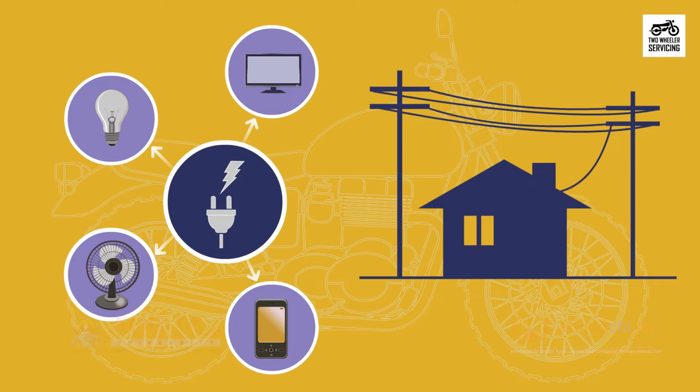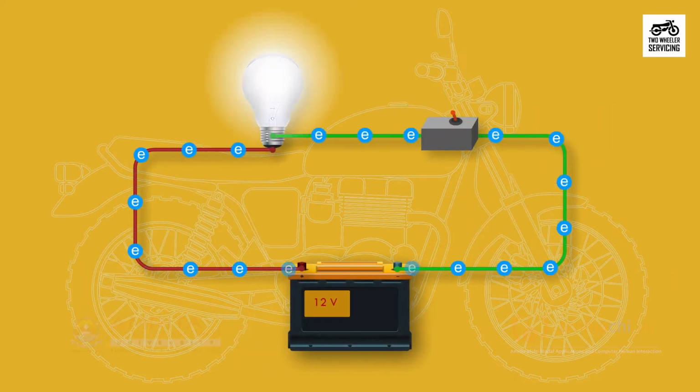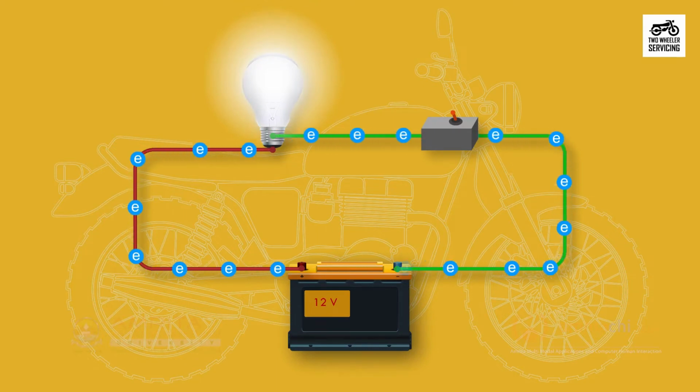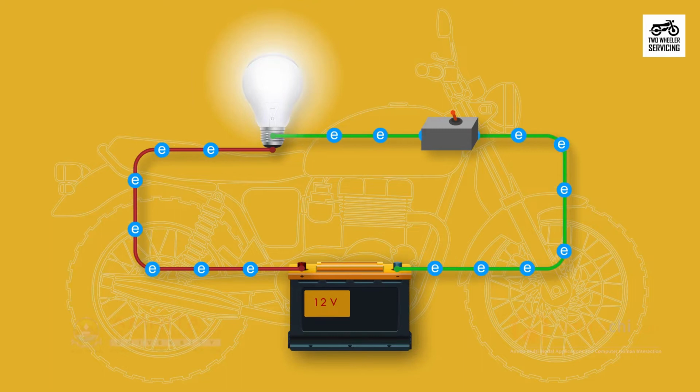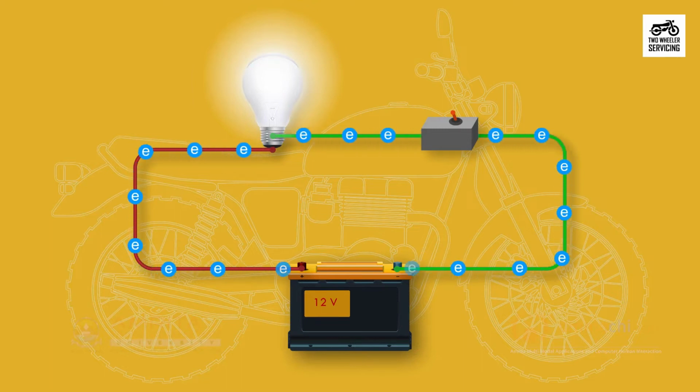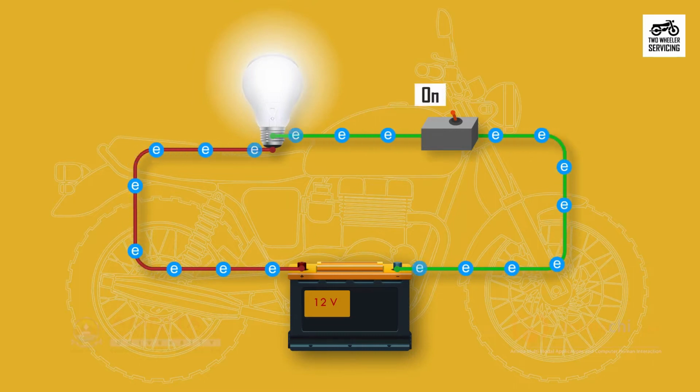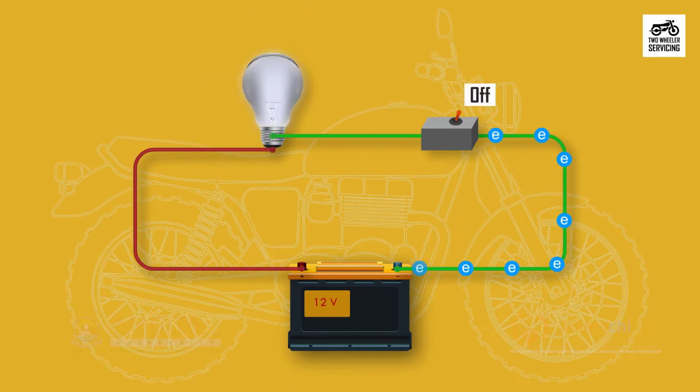So, what is electricity? Electricity is the flow of electrons or charged particles through a cable or wire. As you can see, the flow of electrons or electricity from the battery produces a light which illuminates the bulb. A switch is used to turn on or off the electricity. Similarly, in motorcycles, there are electrical components such as lights, horn, and more components that use electricity from the battery to work. Let us now look into some of the basic terms related to electricity.